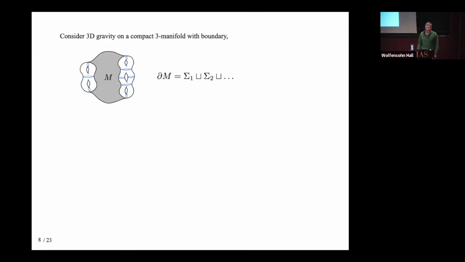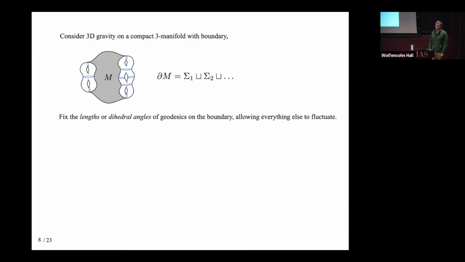Consider 3D gravity on a compact three-manifold with boundary. Okay, so the boundary is some union of Riemann surfaces. The bulk can be something very complicated with handles and holes and whatnot. And the boundary condition that I want to impose is to fix the lengths or the dihedral angles of geodesics on the boundary, allowing everything else to fluctuate.